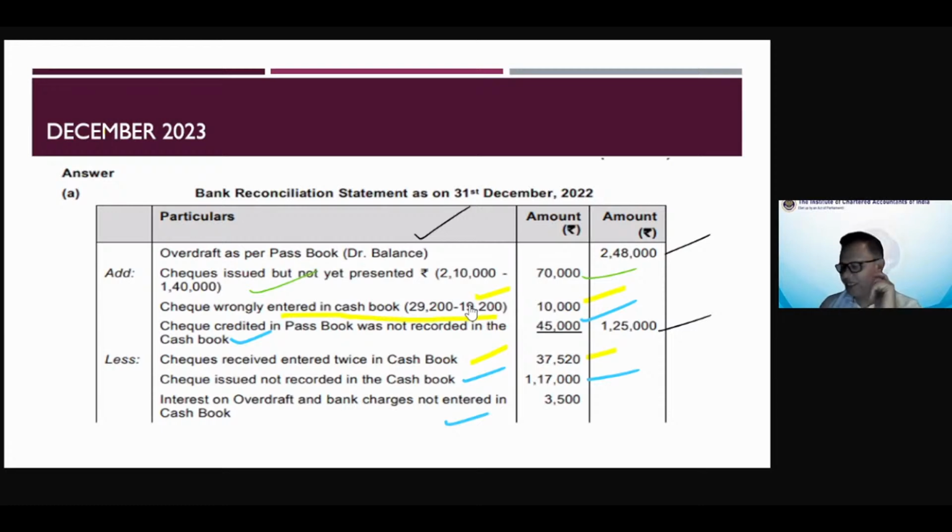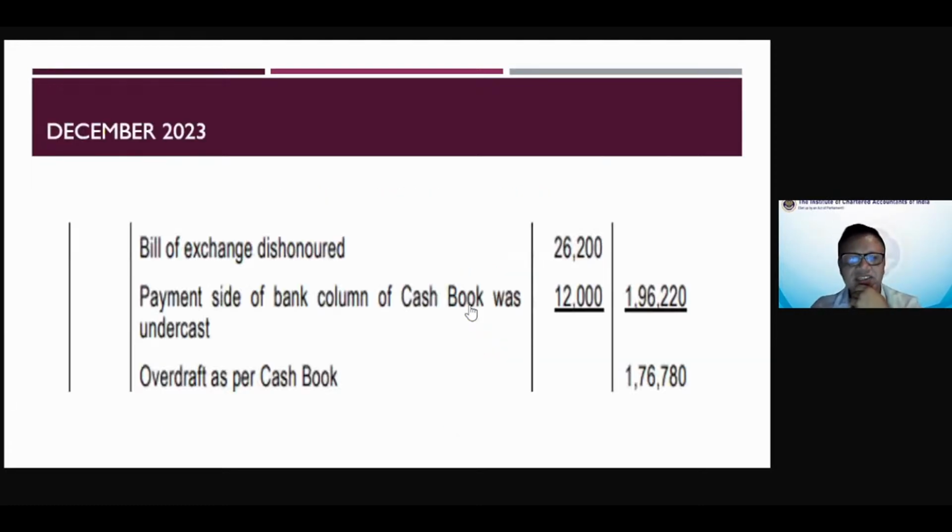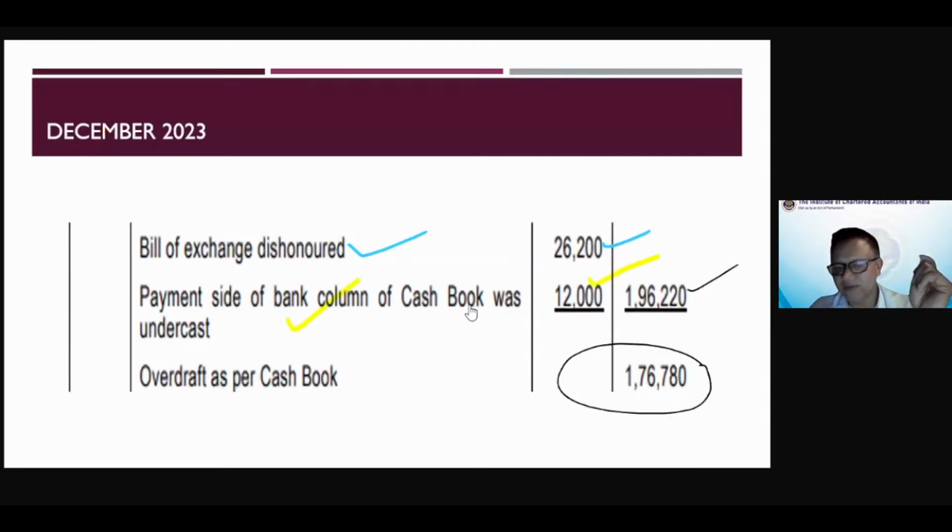Now, less here is interest on bank overdraft, bank charges, as you know, we have to deduct it. So, bill of exchange is dishonored. It's like a bank charge. Payment side of the bank column of cash book was under cash. Now, payment side is under cash means payment side is shown less. So, here also we'll deduct it because we accept that cash book error. And finally, we got the overdraft as per cash book. So, I hope there is no doubt here.